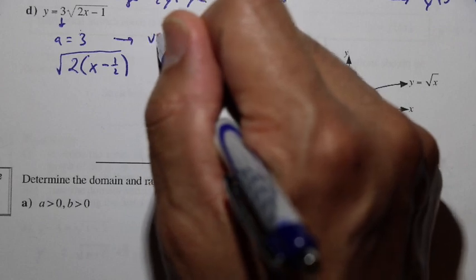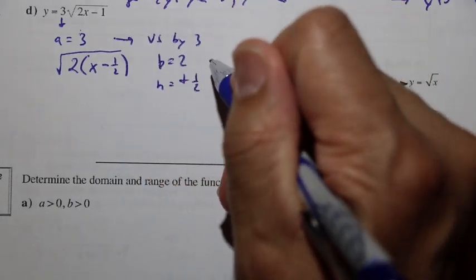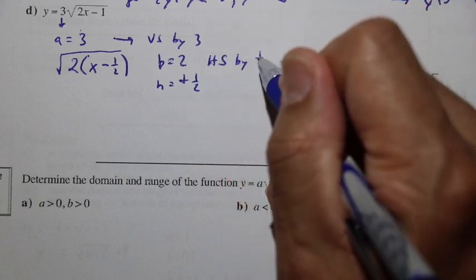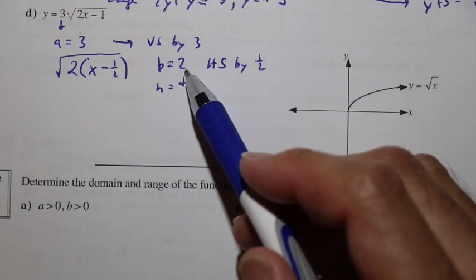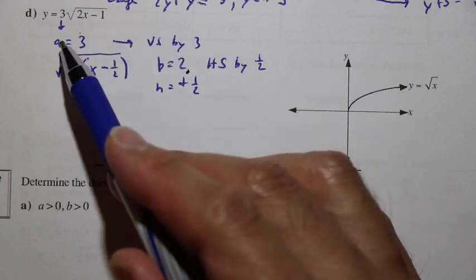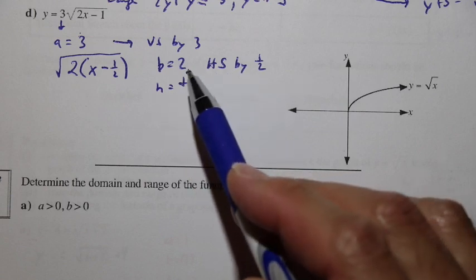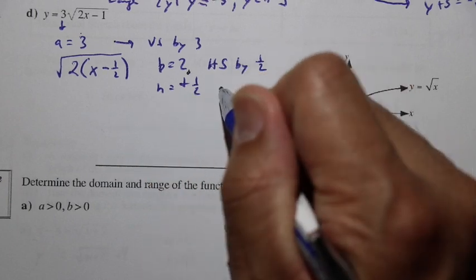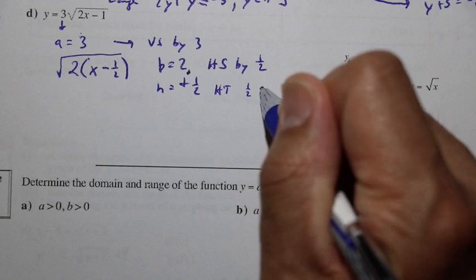This a means it's a vertical stretch by a factor of 3. This b means that it's a horizontal stretch by a factor of 1/2, because remember, it's the opposite of the b value, right? Here with a, it's a vertical stretch by what that a says. And here this is a horizontal stretch by 1 over b. And this one is going to be a horizontal translation of 1/2 unit to the right.